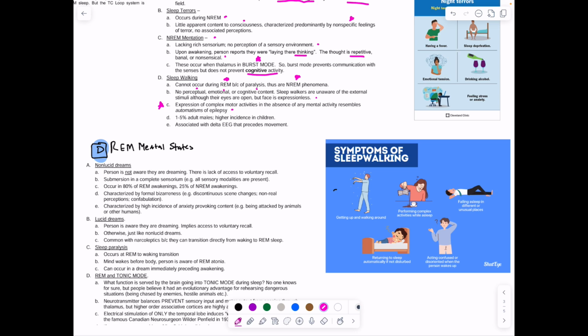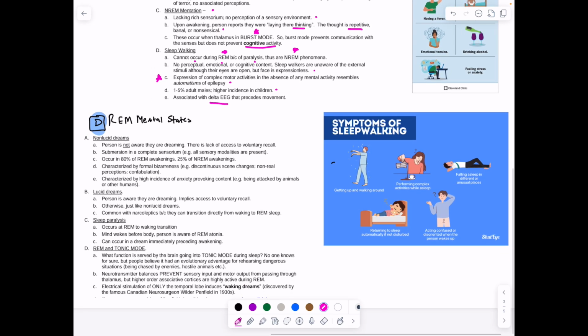And then 1 to 5% of adults, with a higher incidence in children, and it's associated with a delta wave in the ECG that precedes movement.